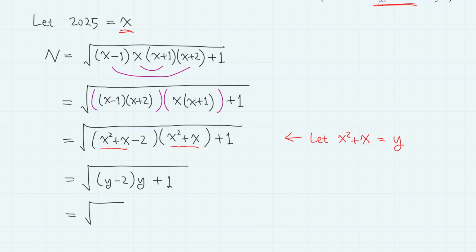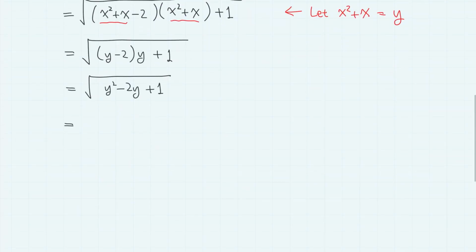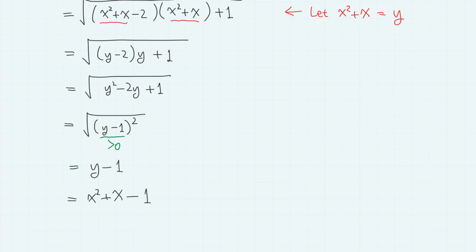So we have the square root of y squared minus 2y plus 1, which is the square root of y minus 1 squared. And since y minus 1 is obviously positive, n is simply equal to y minus 1, which is x squared plus x minus 1.